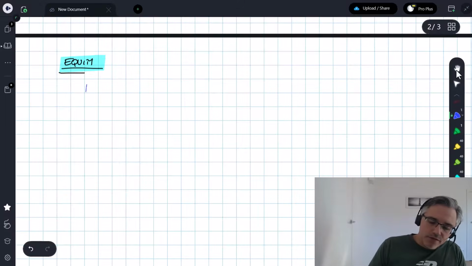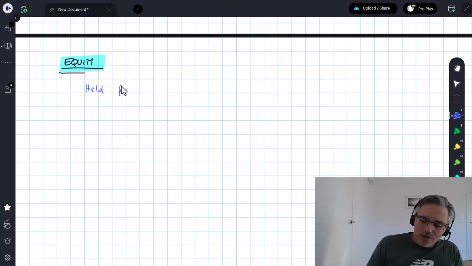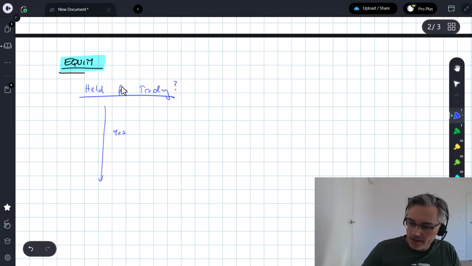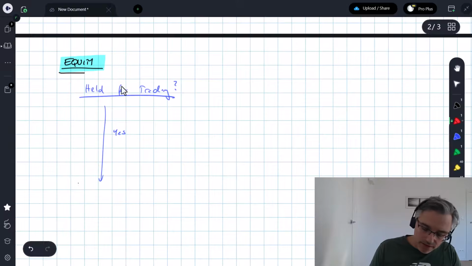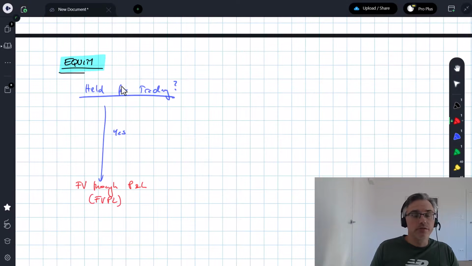Well, with equity, you've got to ask yourself the question, once again, why am I holding this? Is this security held for trading purposes? And if the answer to that is yes, well, the standards say, let's measure it at fair value through P&L. So basically FVPL, as we typically abbreviate it.